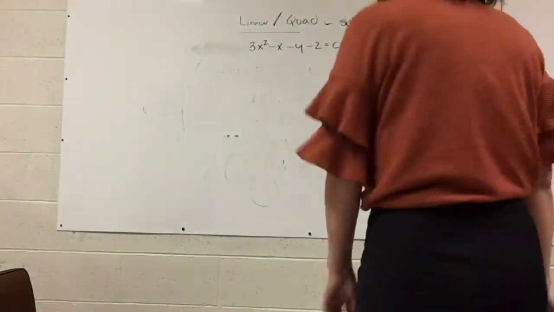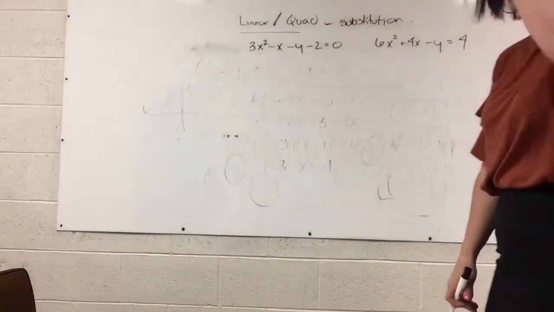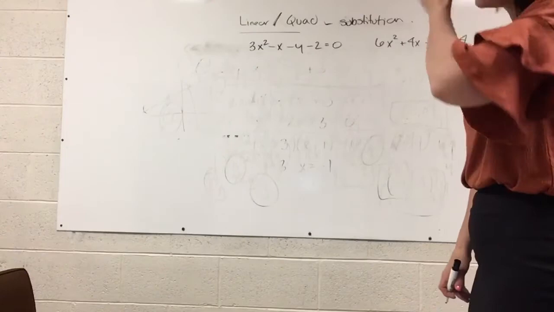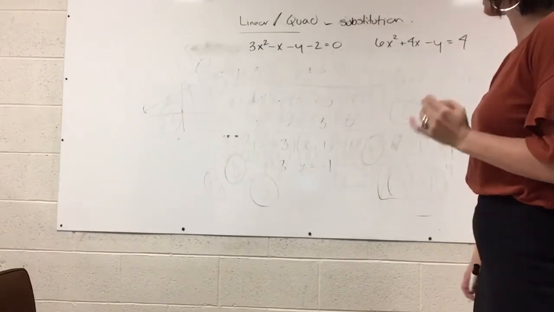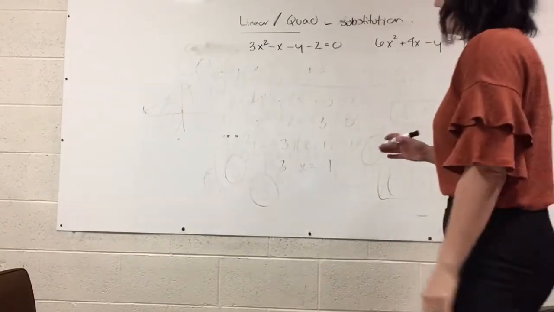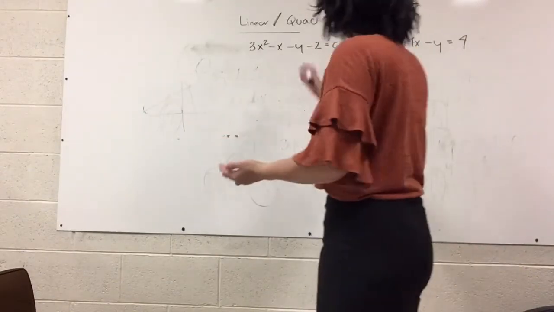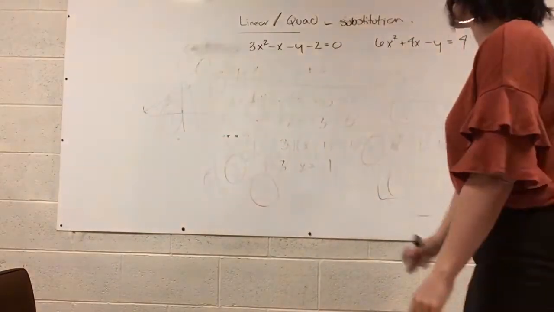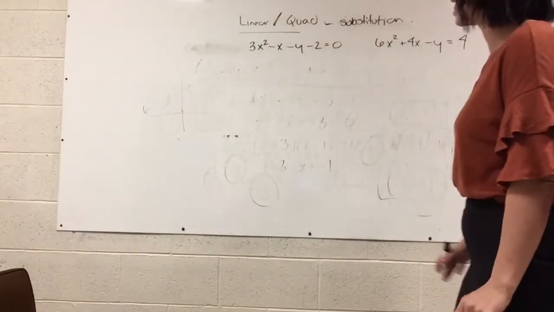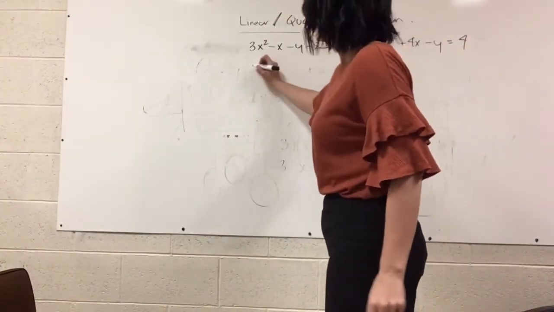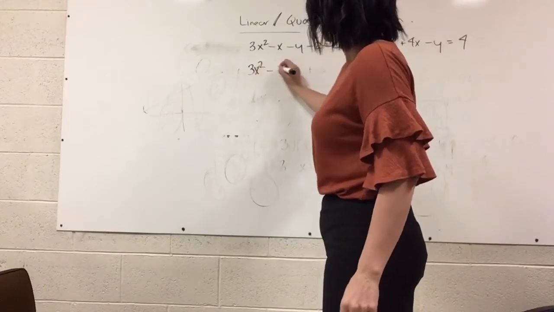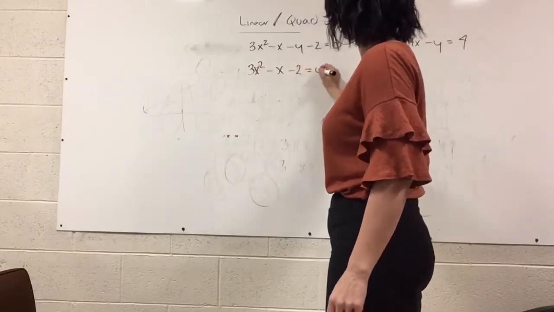Okay, next up, quadratic substitution. Whenever we're dealing with quadratics, we just have to be a bit more picky about which variable we rearrange for, because I can't eliminate the x's, since there's an x squared and an x involved. So I have to pick one of these two equations and solve for y. It really doesn't seem to matter which one. I'm going to pick this guy. So 3x squared minus x minus 2 equals y.